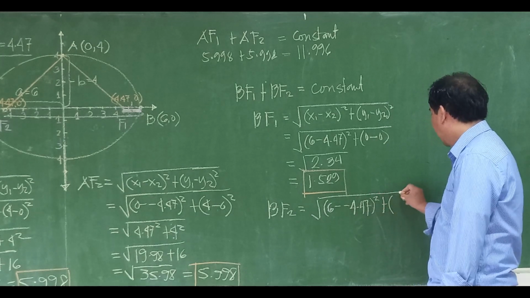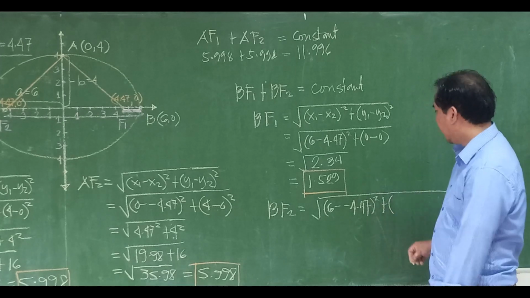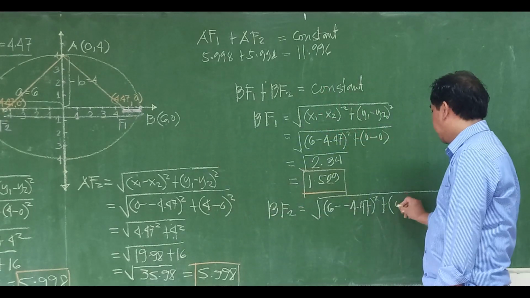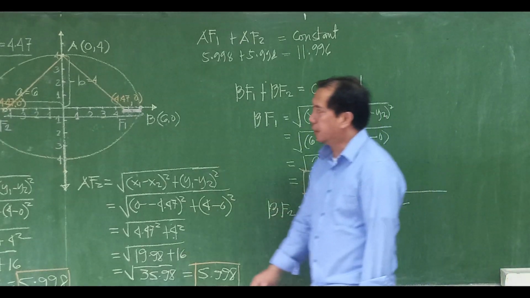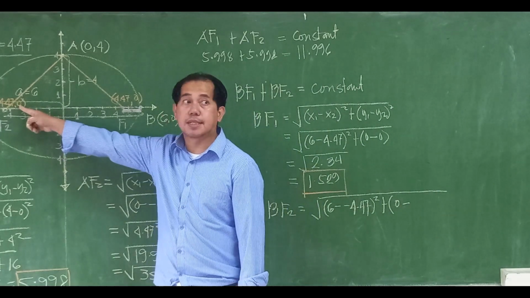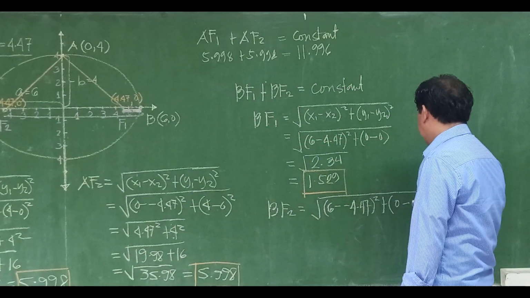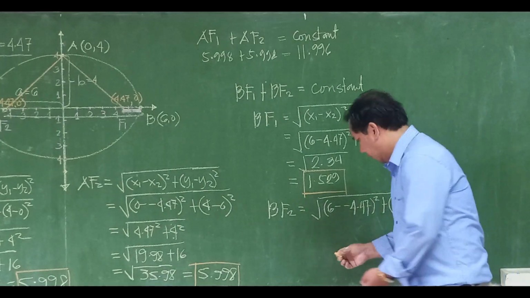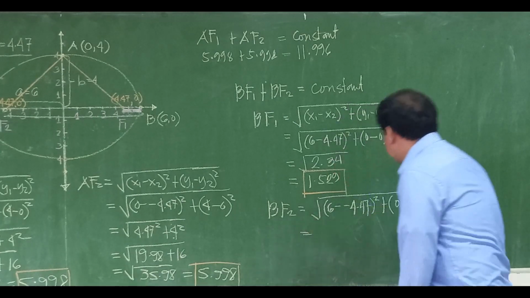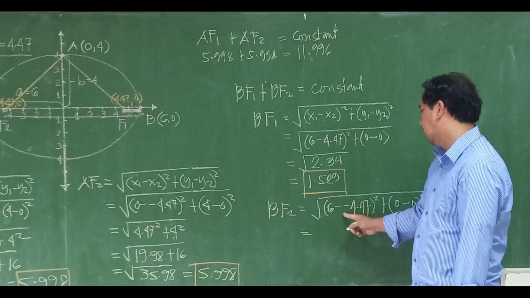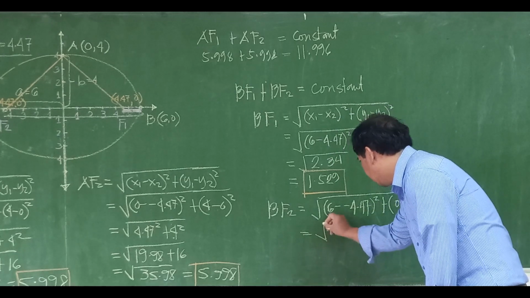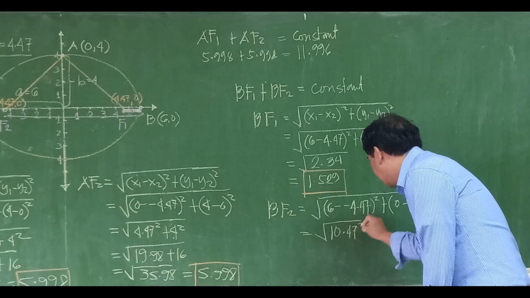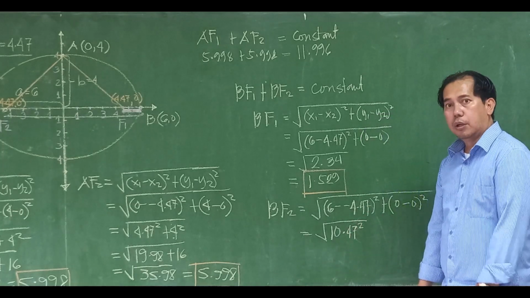Plus, what about dy? What is y sub 1 of point B? 0. Okay, that is the same as 0 minus, how about y in focus 2? That is the same as 0. And so we have now in here the substituted value. After having that, this is the same as 0, but this is already the square root of 10.47 raised to 2.